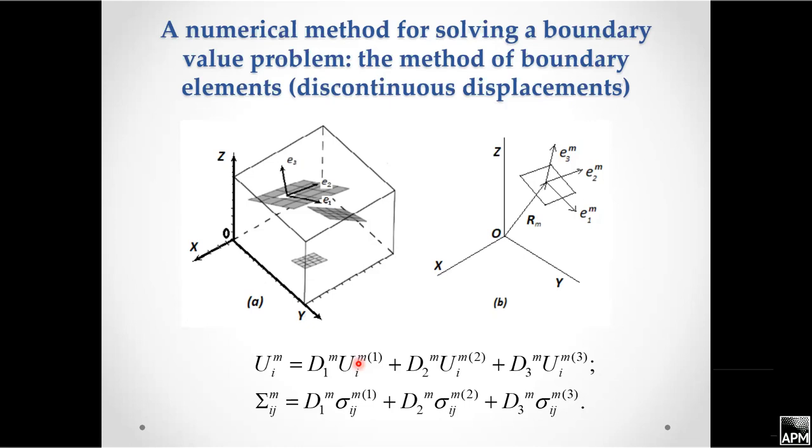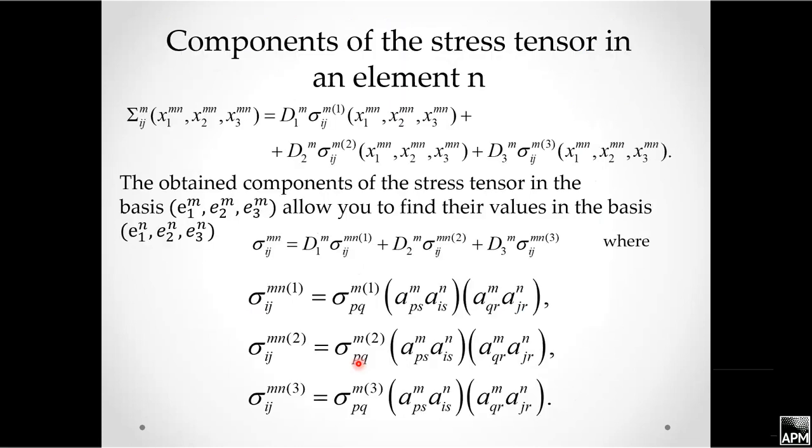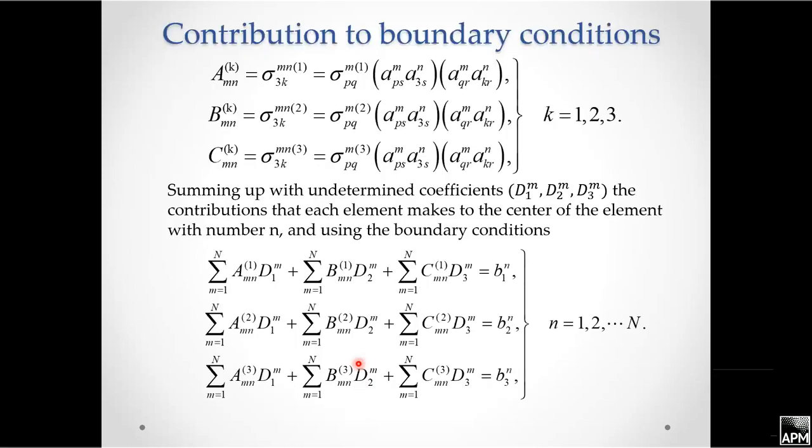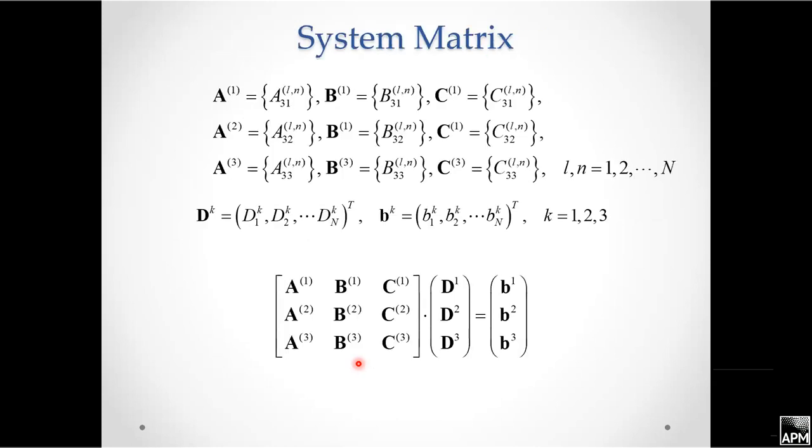We pass from the global coordinate system to the local one using a transition matrix. Summing up with the independent coefficients all the influence that all elements bring to the center of the element with number n, we obtain a system of equations. The system matrix is written in block form, and after solving the system, the solution of the problem is represented as a series of unknown functions.